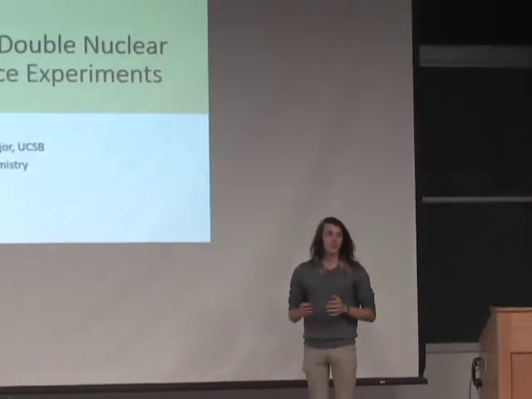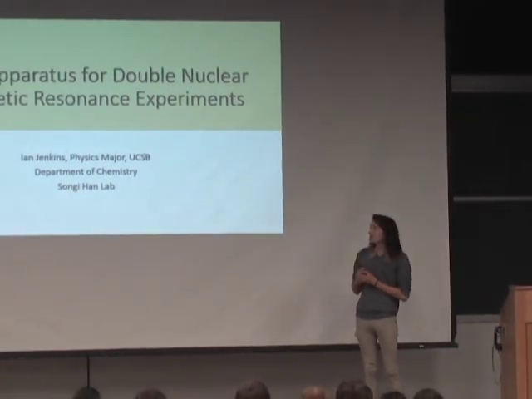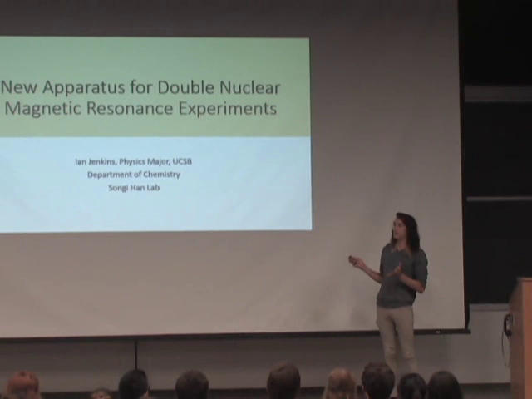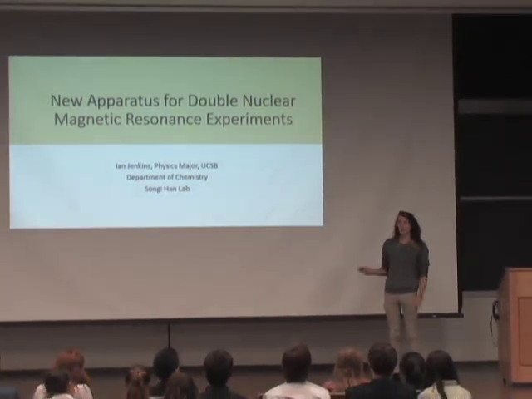I'm a second-year physics major here at UCSB, but this summer I've been working in Sanji Han's physical chemistry lab in the Department of Chemistry, working on a new apparatus for double magnetic resonance experiments.